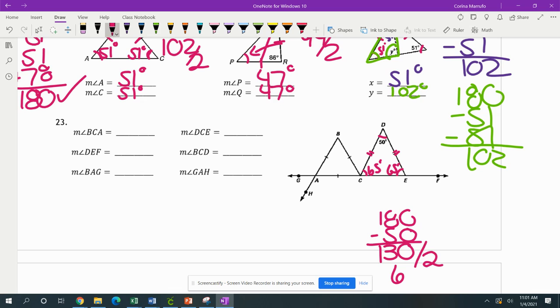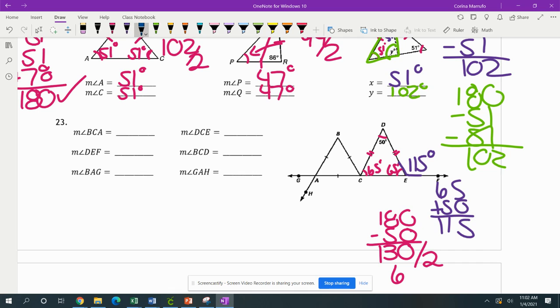Okay, and then from there, we can find this angle right here. This is the exterior angle. To find that exterior angle, you add the two opposite angles, which is 65 and 50. So 65 plus 50 gives me 150. So that means this angle out here is 150.